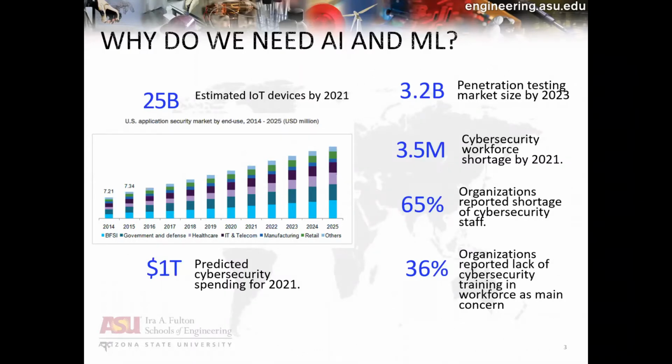And many organizations are reporting that they have a lack of either cybersecurity staff, or the current staff is not trained enough to perform the duties of a cybersecurity operation center within the context of their organization. So all these things point to the need of automation in cybersecurity.